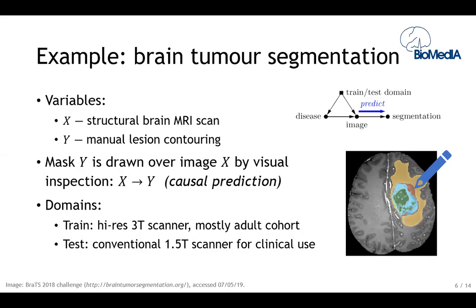And in addition, we'll talk more about this later. Imagine that this data was collected for research purposes on a high-resolution 3 Tesla scanner, let's say in the university, and the cohort is mostly adult. And then this model would be deployed for clinical practice with a conventional 1.5 Tesla scanner in a hospital. So this already tells us that there might be issues of data mismatch later on. So we'll talk about it later.